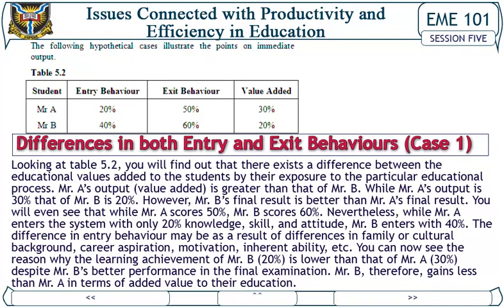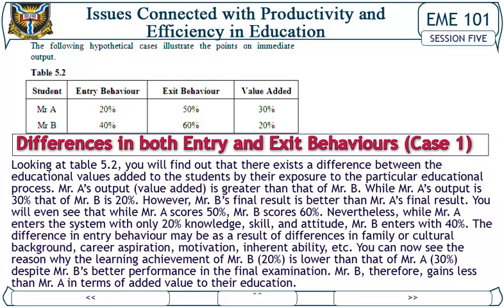The following hypothetical cases illustrate the point on immediate output. Looking at Table 5.2, you will find that there exists a difference between the educational values added to the students by their exposure to the particular educational process. Mr. A's output, value added, is greater than that of Mr. B. While Mr. A's output is 30%, that of Mr. B is 20%. However, Mr.